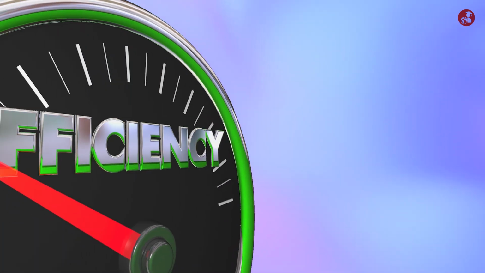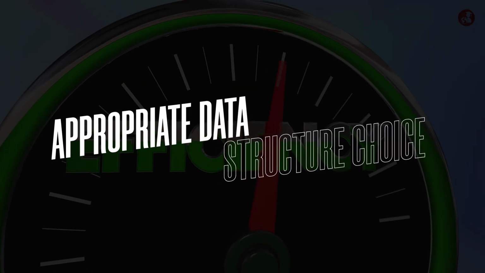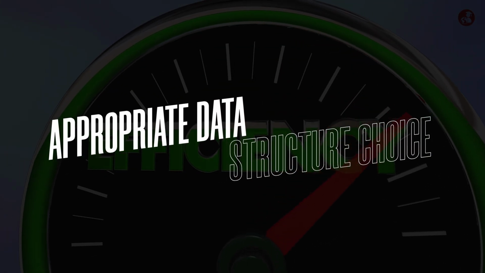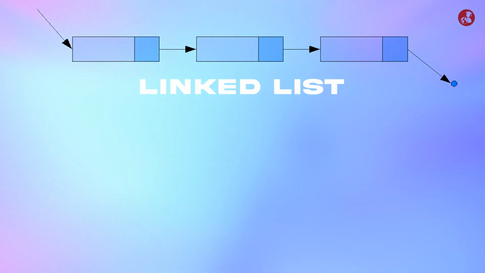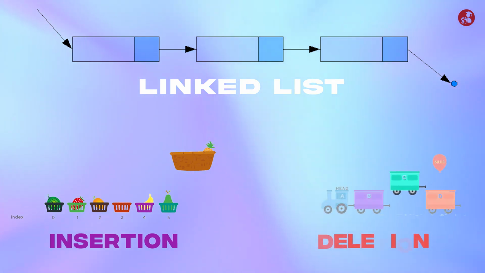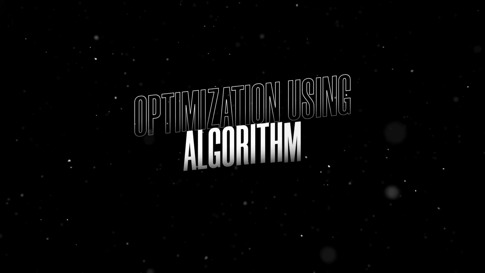This kind of increase in efficiency due to the appropriate data structure choice becomes more important as the size of the data structure increases, making a linked list a suitable choice for scenarios where frequent insertion or deletion at random positions is expected. Now the second one is algorithms.